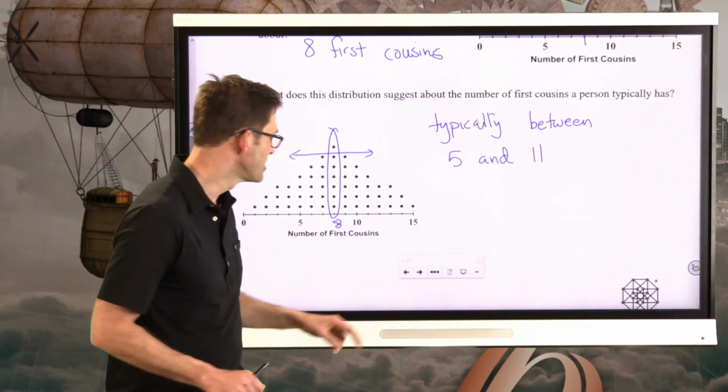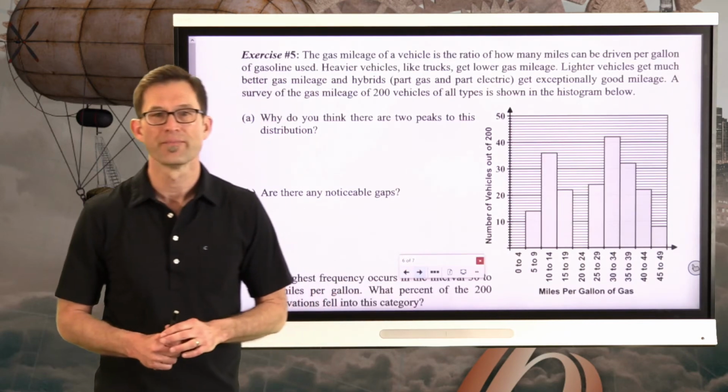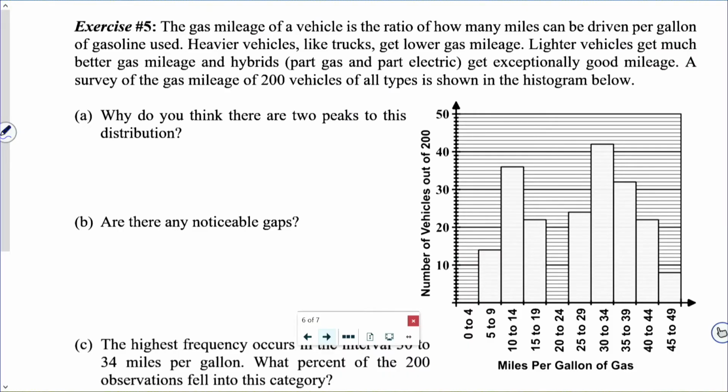All right, let's take a look at one last exercise. The gas mileage of a vehicle is the ratio of how many miles can be driven per gallon of gasoline used. Heavier vehicles like trucks get lower gas mileage. Lighter vehicles get much better gas mileage, and hybrids, part gas and part electric, get exceptionally good mileage. A survey of the gas mileage of 200 vehicles of all types is shown in the histogram below.